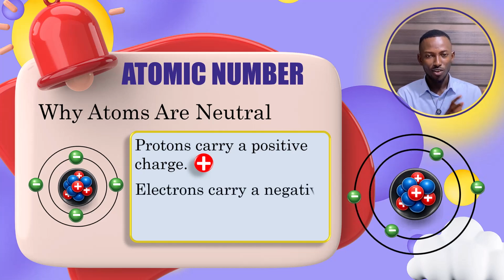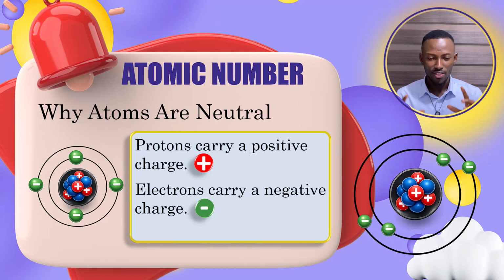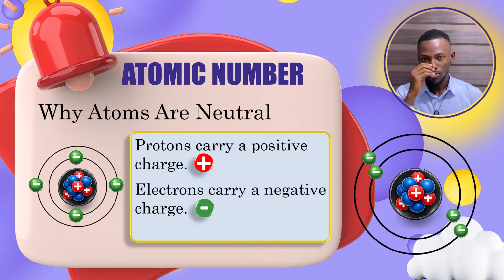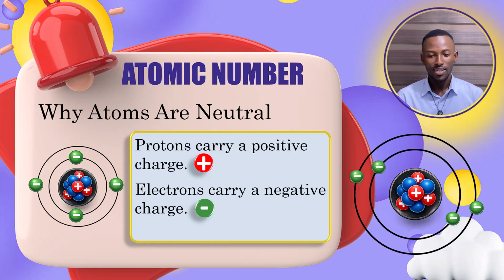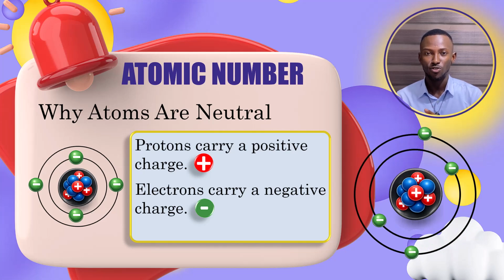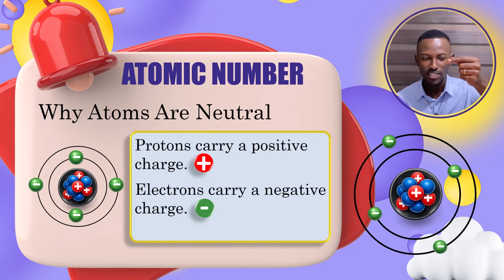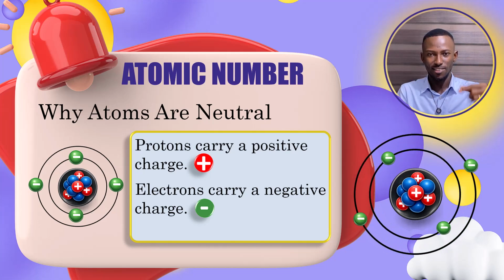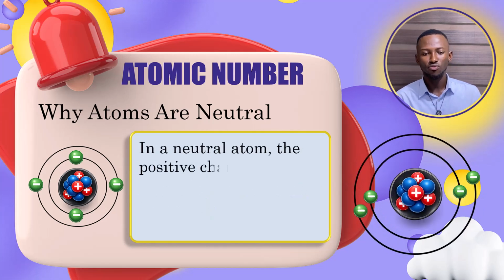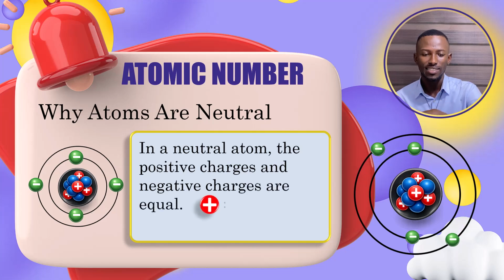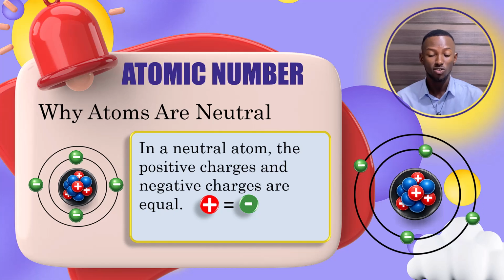And then alongside these protons, in the shells or the orbits of the atoms, we have electrons. So the electrons are the green ones moving all around the nucleus. These electrons have negative charges. So protons are positive, electrons are negative, and they are all part of this atom. So in a neutral atom, these positive charges and negative charges are equal. That will make it neutral.